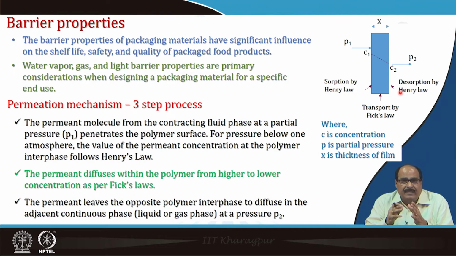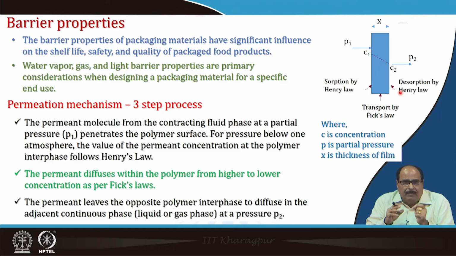The barrier properties of the packaging materials have significant influence on the shelf life, safety and quality of the packaged food. Water vapor barrier properties, gas transmission, and light barrier properties are the primary considerations while designing a packaging material for a specific use. These barrier properties, particularly in fruit and vegetable packaging, are of utmost importance.